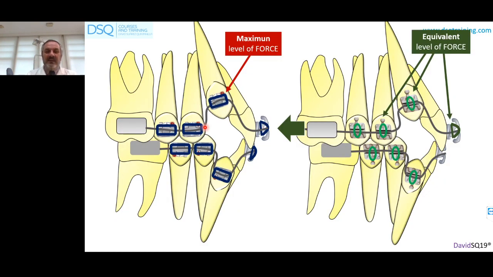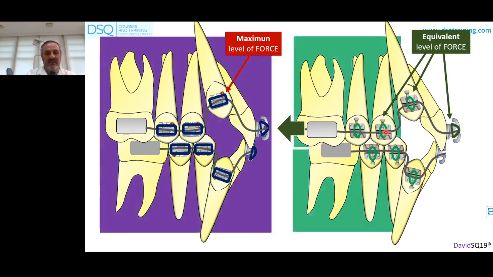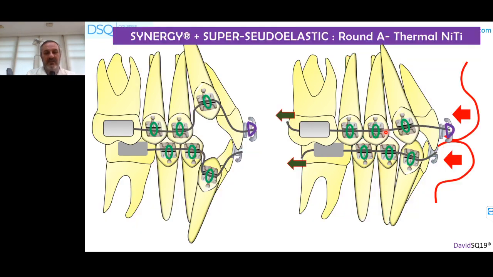And this is the difference between the use of the conventional bracket with ligatures and the use of the super elastic wires with the Synergy. In this case, the NiTi is a conventional NiTi, with maximum level of force at the level of the K9. And when we are using the Synergy bracket and the special superelastic wires, pseudoelastic wires, the wire presents the same level of force in the different points. For this reason, it's completely different, one biomechanics from another biomechanics.